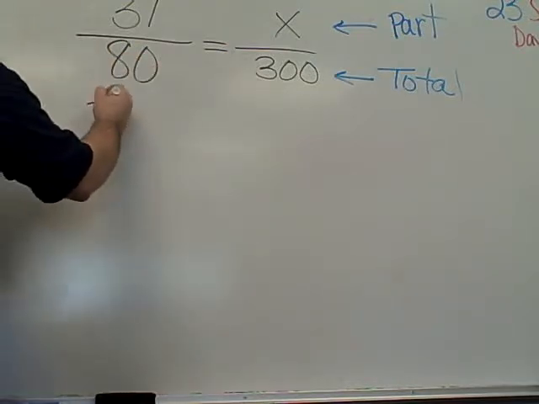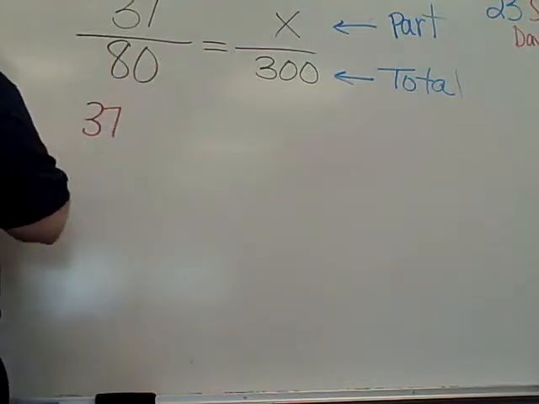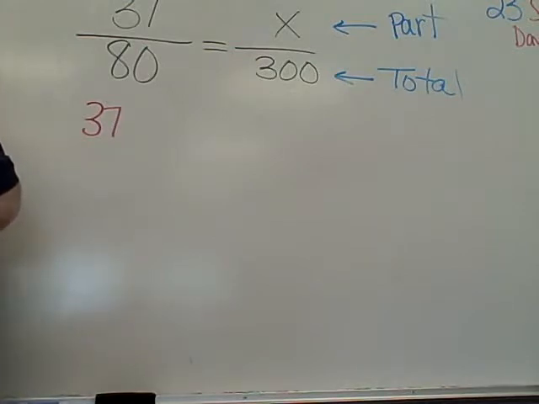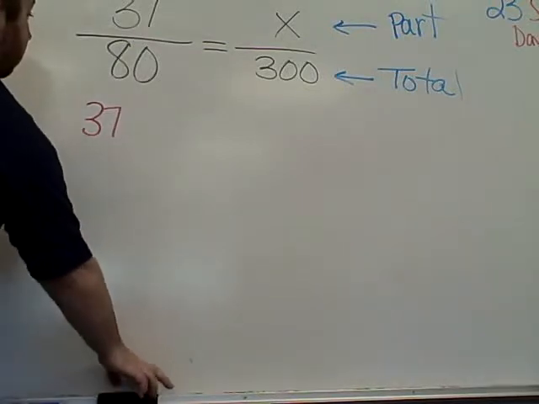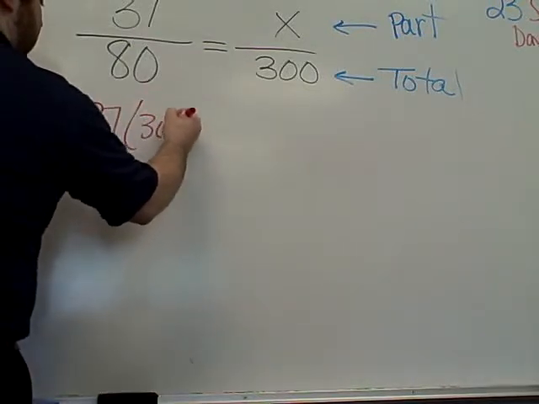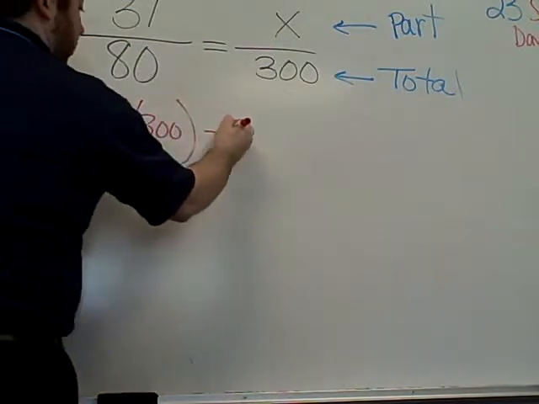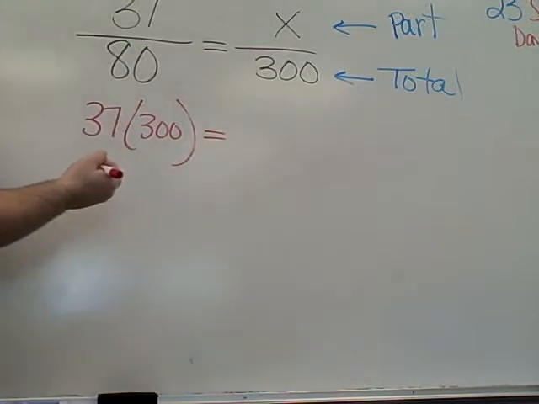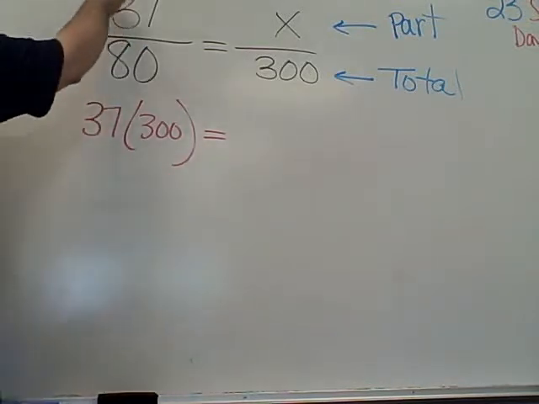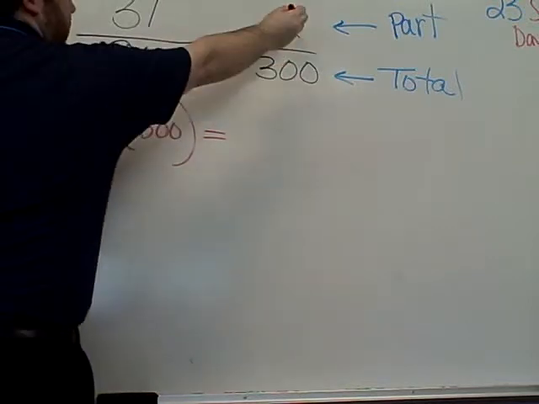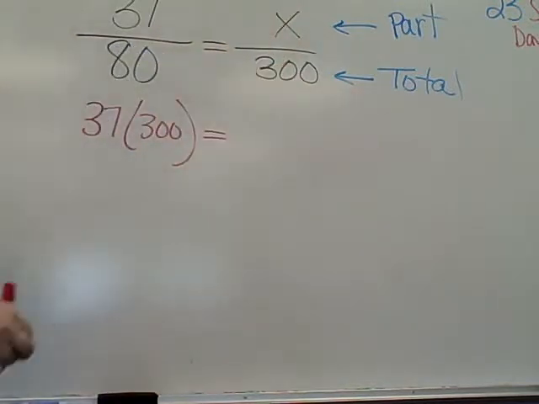37 plus 43. No. I don't know. Solve this. Oh, that. 37 times 300 equals... Cross multiply. You did this. Now you got to do 80 times 80x.